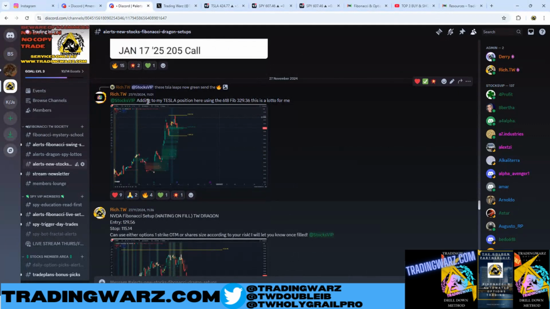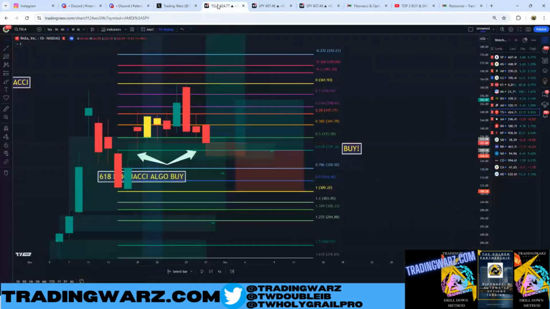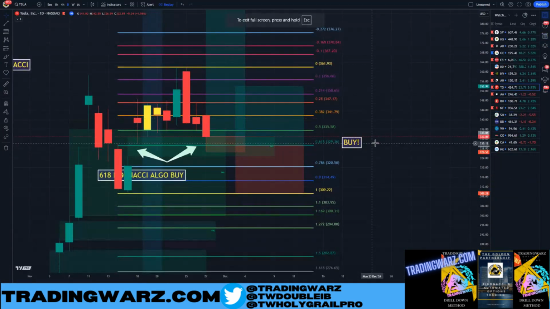Just so right here. So adding to my Tesla position here using the 618 Fibonacci, 329.36. This is how it looked at the time. Okay. So the point of me showing you that is if you look at this chart, it's red. So Tesla is red. Anytime you have a Fibonacci trade, it's going to be a pullback. So your mind is going to tell you off the bat that, oh, this might not be a good trade, right? Your mind is going to tell you that off the bat because you're seeing red.